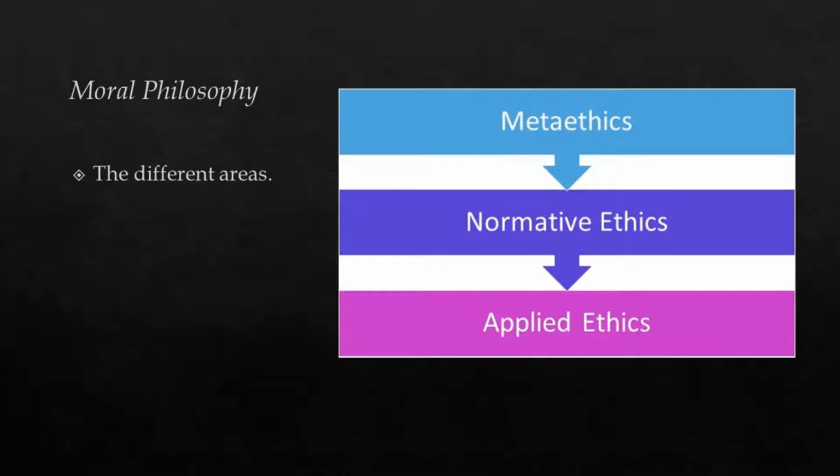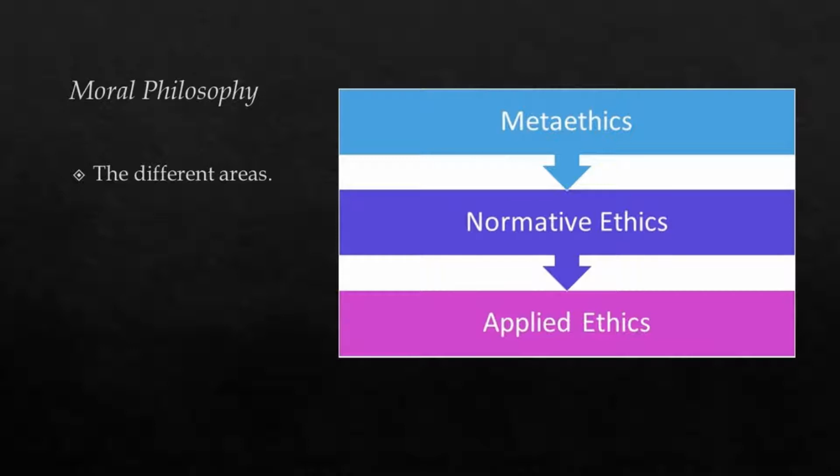There is, first, applied ethics, which addresses specific or practical moral issues, such as abortion, animal rights, and euthanasia. In this area, philosophers debate whether these practices are morally permissible or morally wrong.